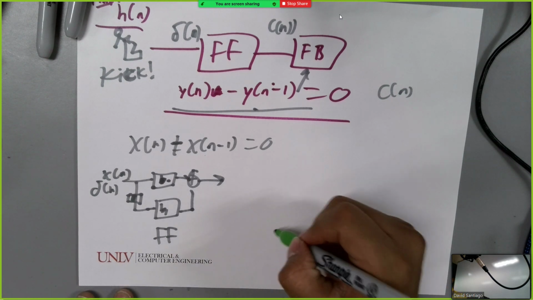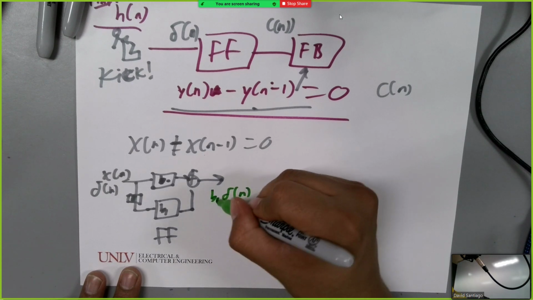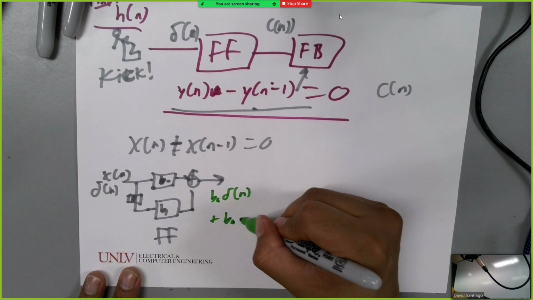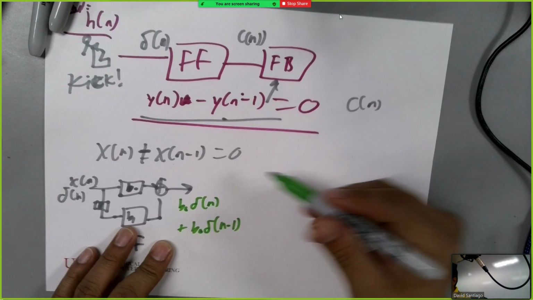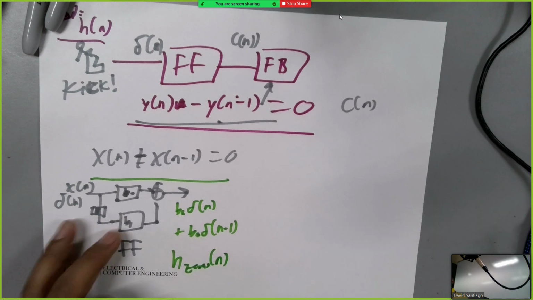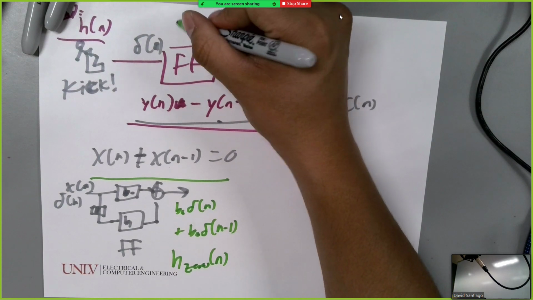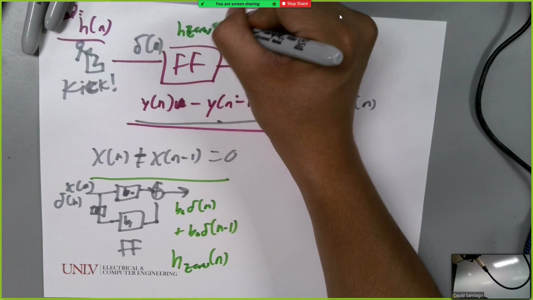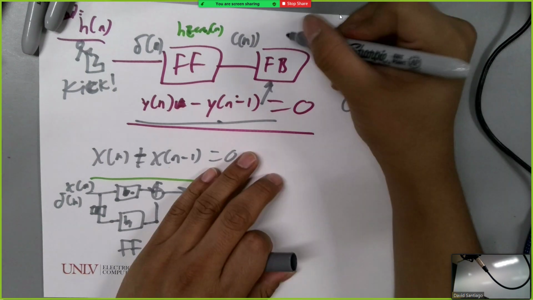What do we get out? Remember that stuff? Easy? I hope it is. So this is how you would find your h of zeros. And that's the easy one. Okay? This feed forward right here is h of zeros. Remember that? Now how do you find h poles?